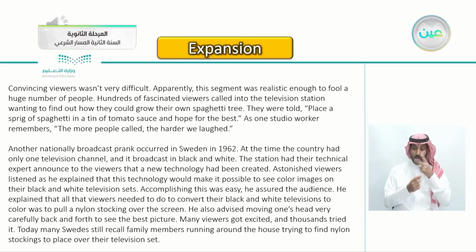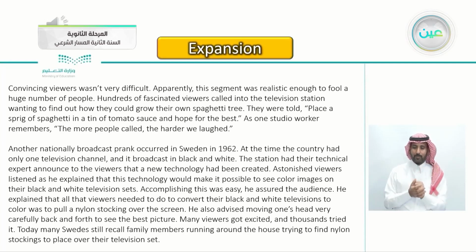Convincing viewers wasn't very difficult. Apparently, this segment was realistic enough to fool a huge number of people. Hundreds of fascinated viewers called into the television station wanting to find out how they could grow their own spaghetti tree. They were told, "Place a sprig of spaghetti in a tin of tomato sauce and hope for the best." As one studio worker remembers, the more people called, the harder we laughed.